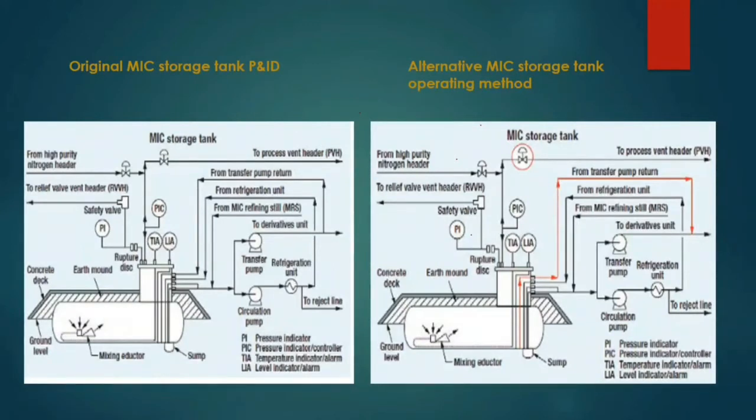Also, the transfer pumps were provided to export MIC into the derivatives unit. There is no record of their use at any time. They didn't use them. Instead, an alternative transfer method, which we're looking at here, involved raising the MIC storage tank pressure to at least 40 psi with nitrogen. The red arrows.